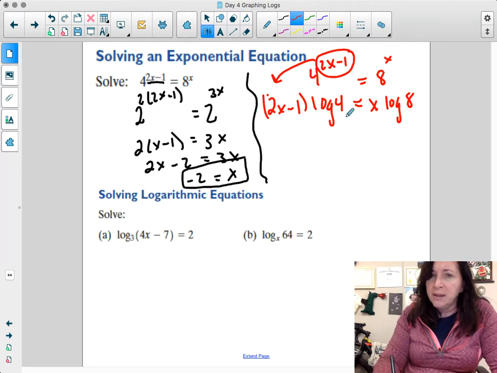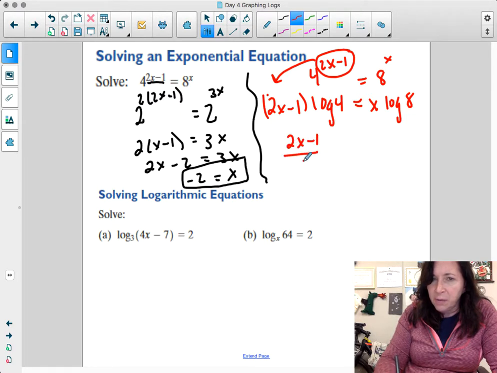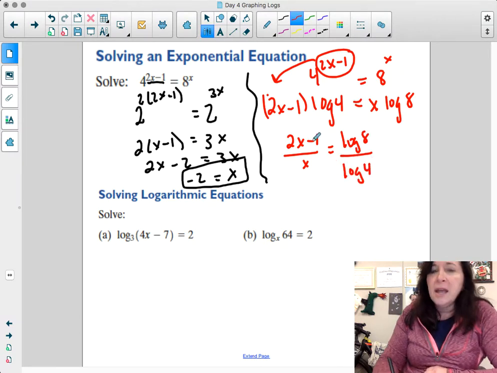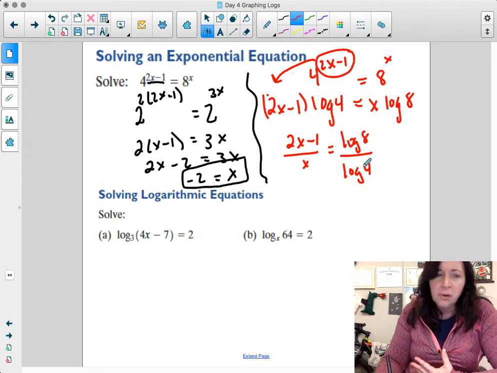I would try to get this value over here, meaning if I move this to the right, and then the x, if I divide it by x on both sides, I would have 2x minus 1 divided by x is equal to log of 8 divided by log of 4. And so what I just did was make this a little bit easier to solve.